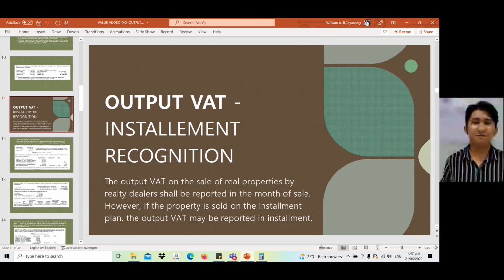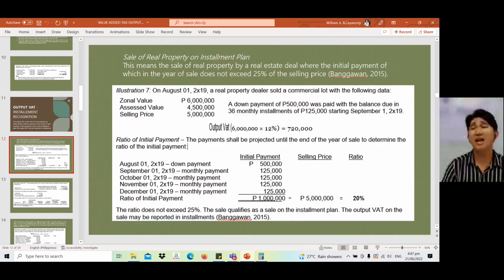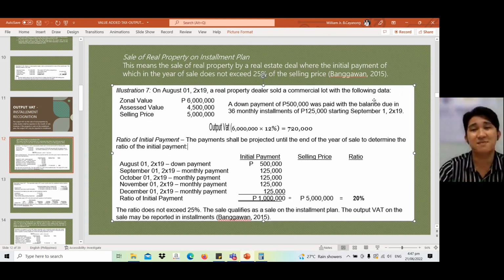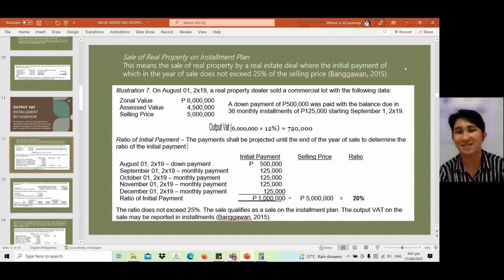So we have here sale of real property on installment plan. When do we know na pwede pong i-installment? Okay, ito po yan. So this means that the sale of real property by a real estate dealer where the initial payment in the year of sale does not exceed 25% of the selling price. So kapag ang initial payment pala, if hindi yan nag-exceed by 25% of the actual selling price, pwede po nating hatiin ang total output VAT into installments. Basta lang, ang initial payment is not more than 25%.